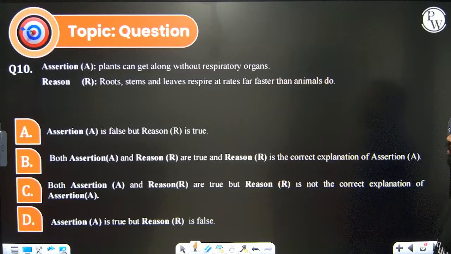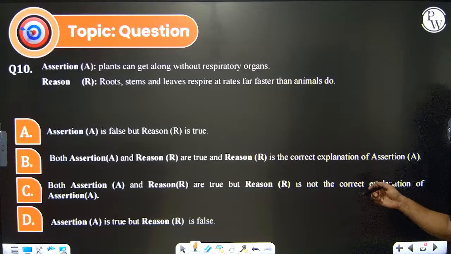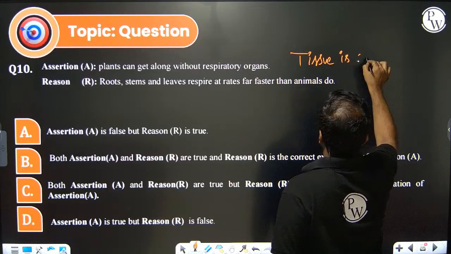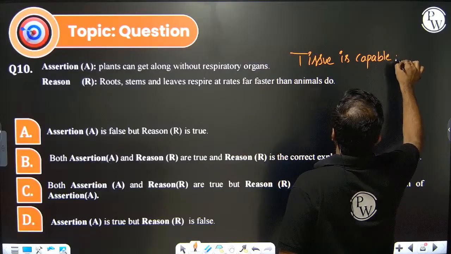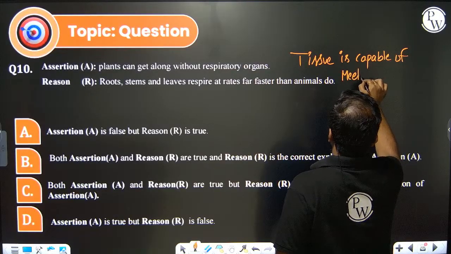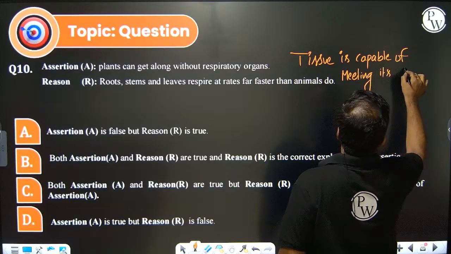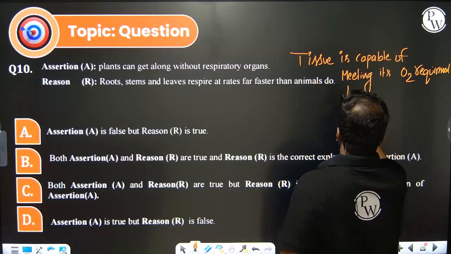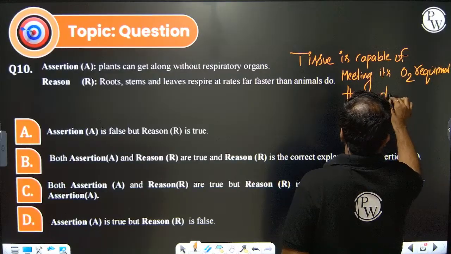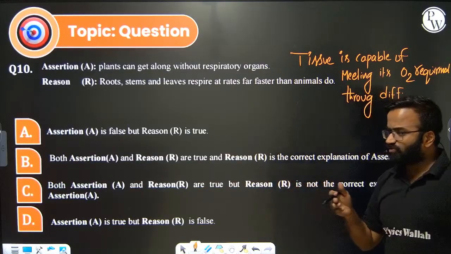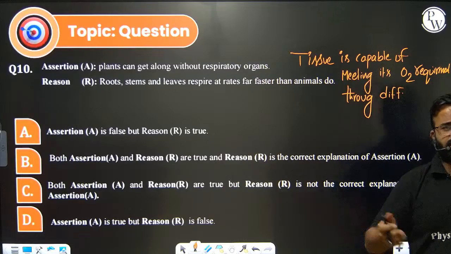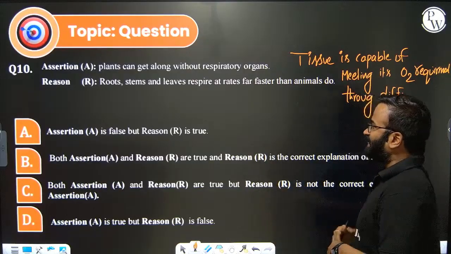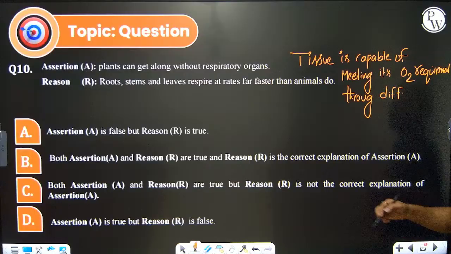Plants can get along without respiratory organs because each tissue is capable of meeting its O2 requirement. Through how? Through diffusion. You might argue, so how come diffusion is only for short spaces? Now, yes, because most of the internal part of the tree is dead anyways, so each tissue can take care of its own requirement. So which is true?